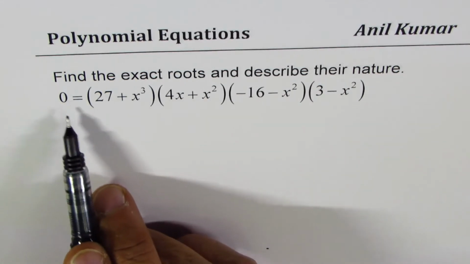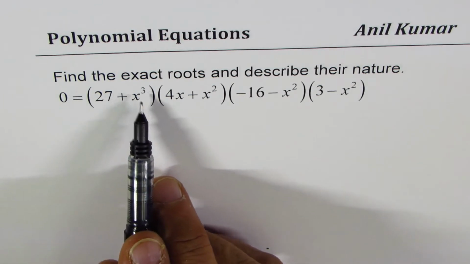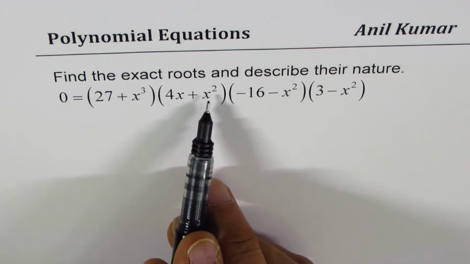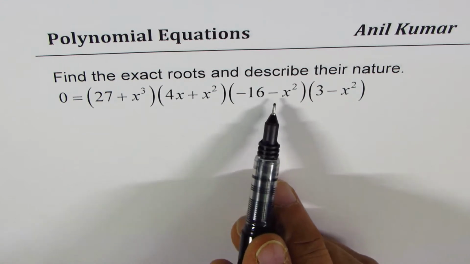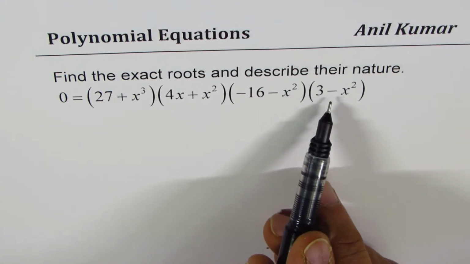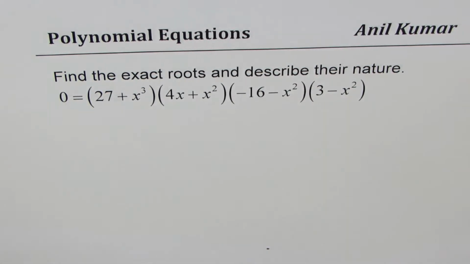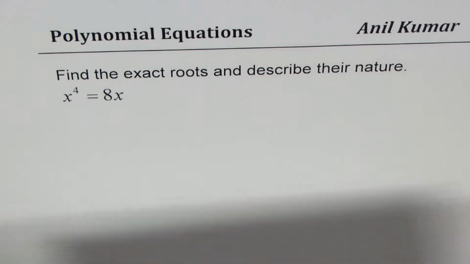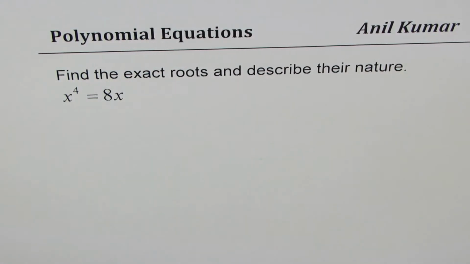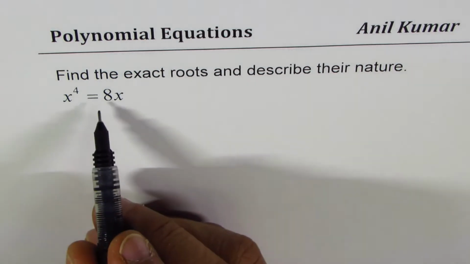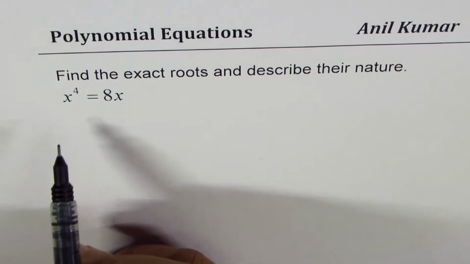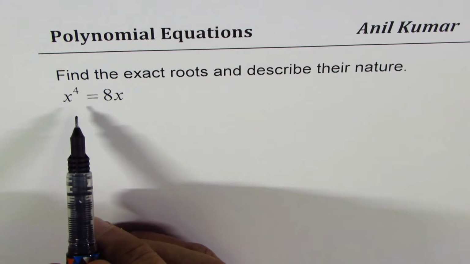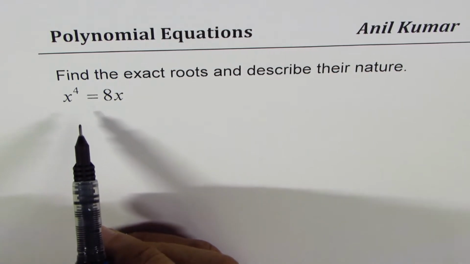So here we have 0 equals 27 plus x cubed times 4x plus x squared times minus 16 minus x squared times 3 minus x squared. You can always pause the video, copy this question, and then look into my solution. The other question which we are going to solve is x to the power of 4 equals 8x. Now let me begin with this second question and then we'll move on to the first.